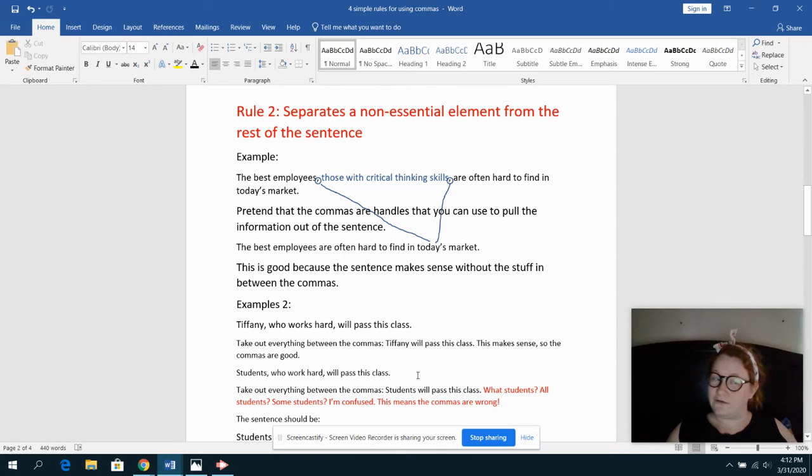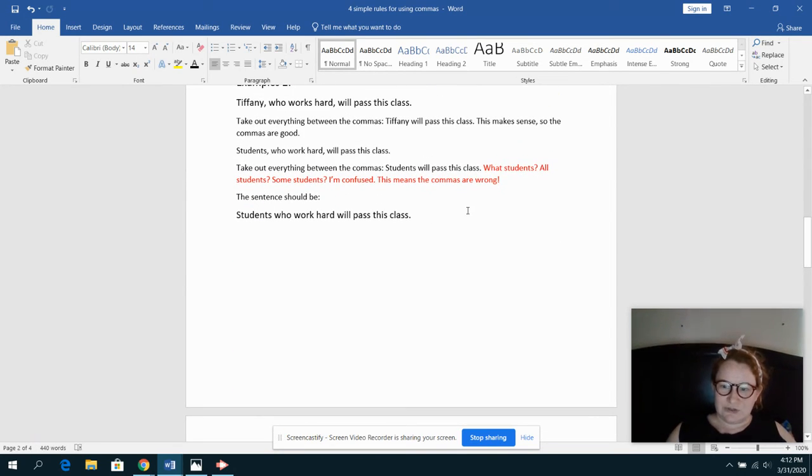What students? All of the students? Some of the students? Specific students? I don't know. I'm confused. So the sentence doesn't really work without that information, which means the commas are incorrect and the sentence should be students who work hard will pass this class. So you just have to ask yourself if you can take out the information that is in between the commas and make sure that you have both of them because they're handles you use to take that information out.